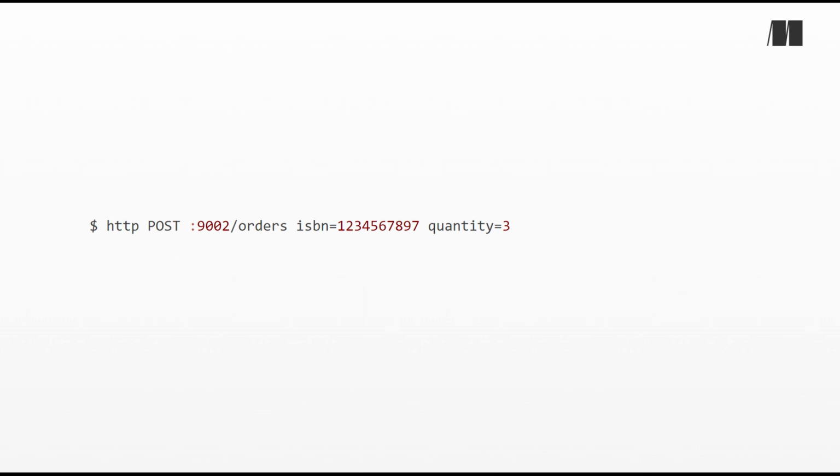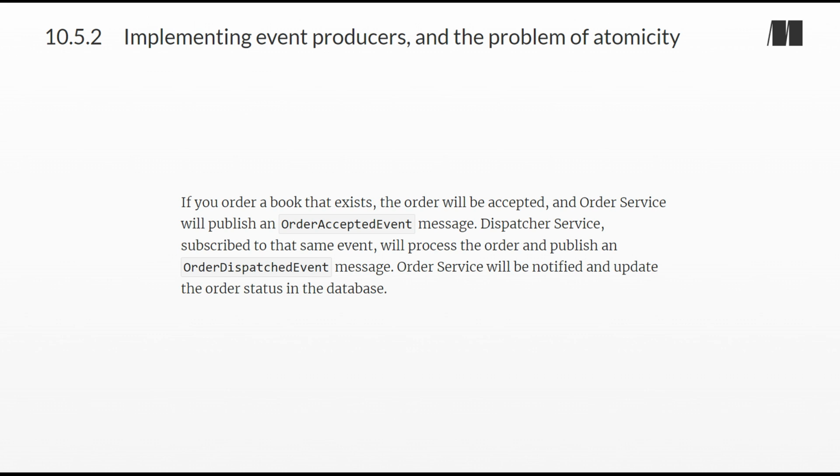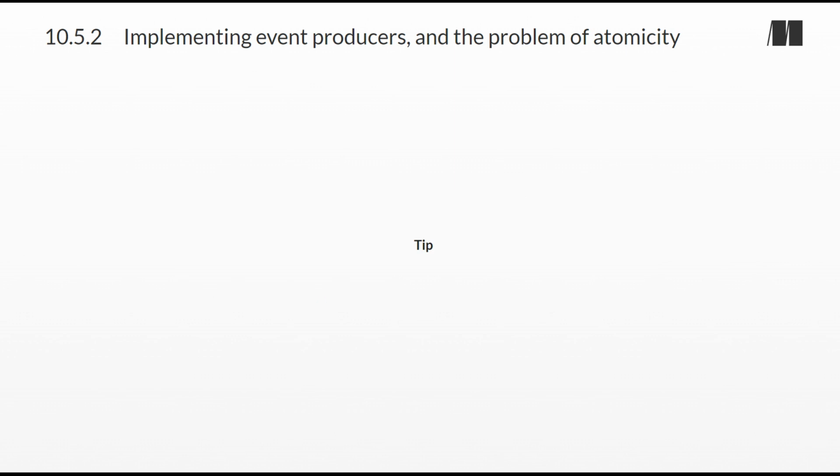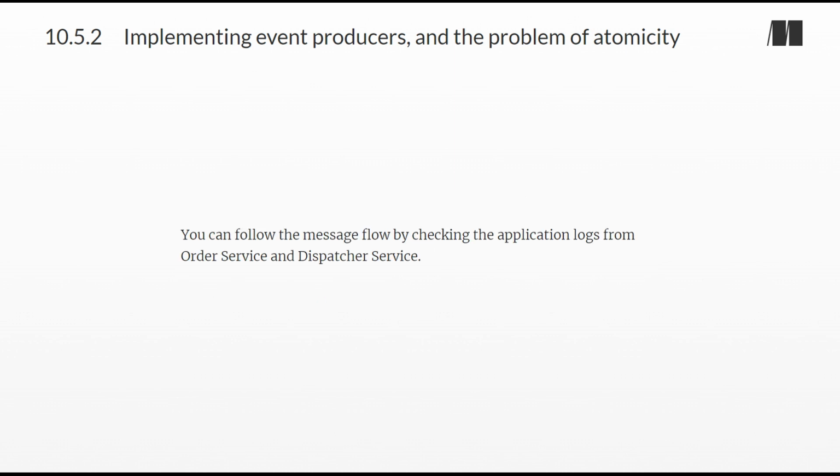See this code. If you order a book that exists, the order will be accepted, and Order Service will publish an order accepted event message. Dispatcher Service, subscribed to that same event, will process the order and publish an order dispatched event message. Order Service will be notified and update the order status in the database. Tip: you can follow the message flow by checking the application logs from Order Service and Dispatcher Service.